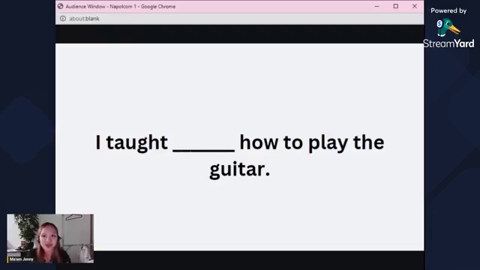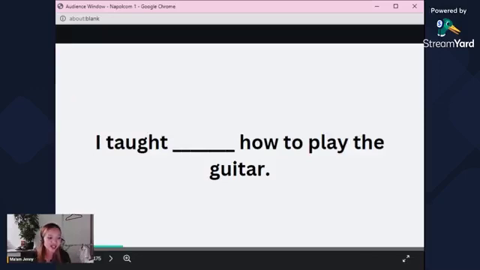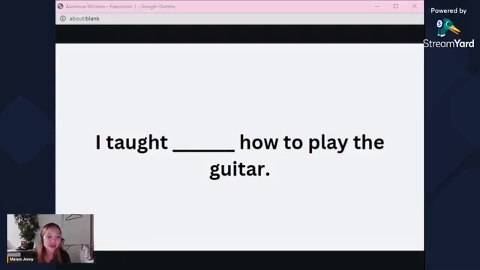So, tinuturuan mo yung, we're looking for a reflexive pronoun here. Tinuturuan mo yung sarili mo how to play. What is the correct pronoun here? Yung tawag natin dito ay reflexive. I taught blank how to play the guitar.